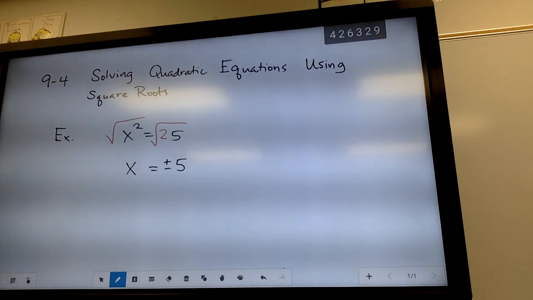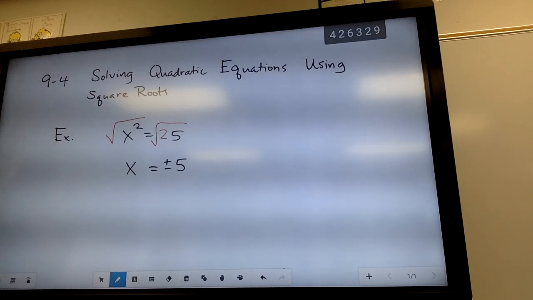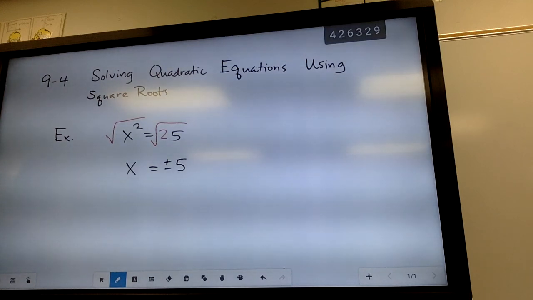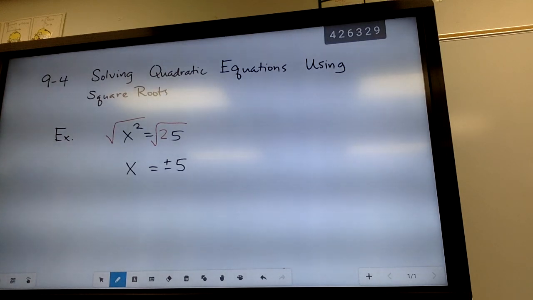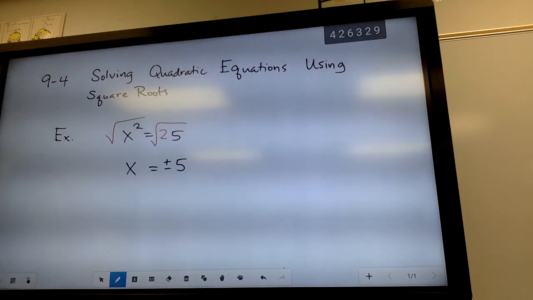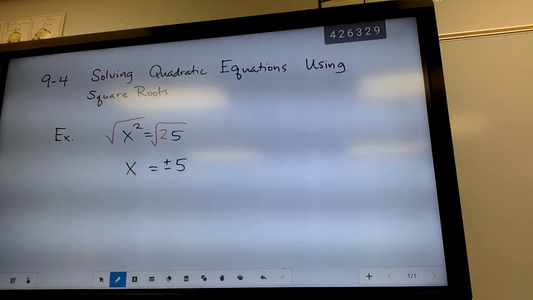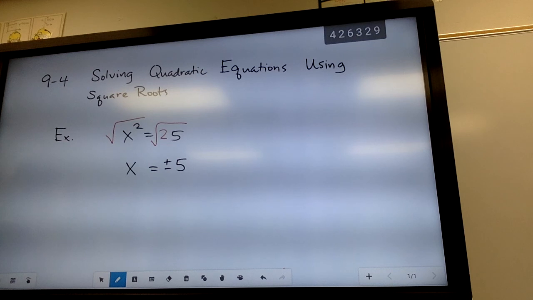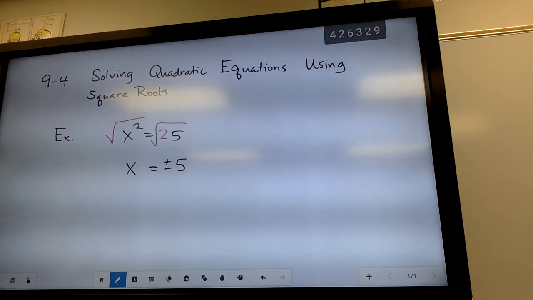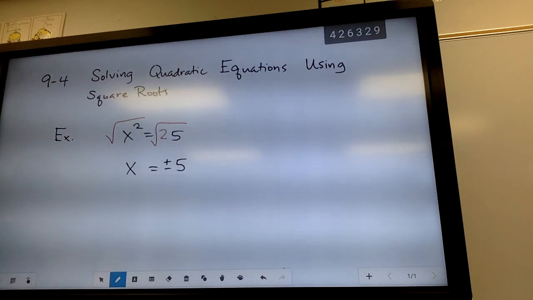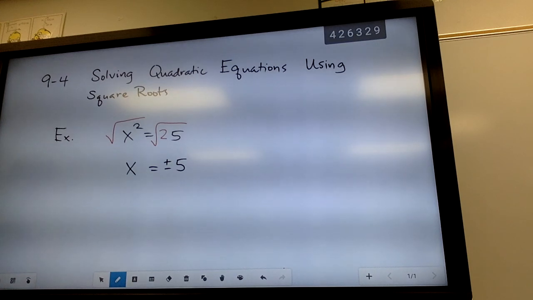Now in 9-3, when we did 9-3-1, 9-3-2, 9-3-3, we only worked with what we call the positive root, the principal root. So we only worried about the positive answer. But there were actually 2 answers each time, plus or minus.